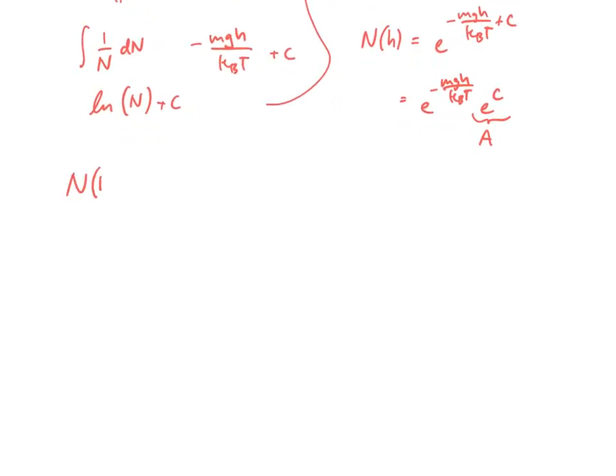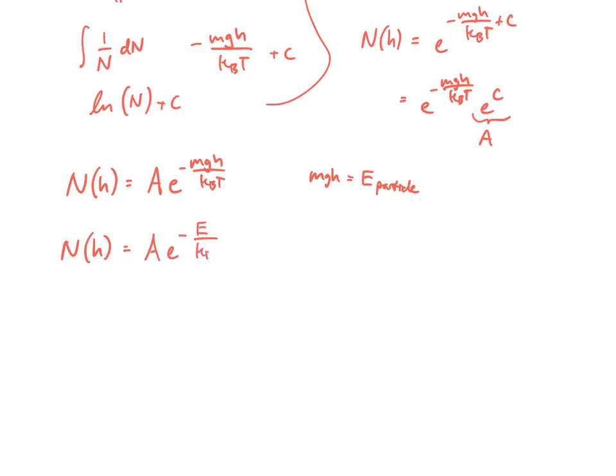And the final expression we get is that the number of particles at a given height is equal to A e to the negative mgh over kBT. But we already know that mgh is equal to the potential energy of a given particle. And so we can replace that inside there by saying that the number of particles at a given height is A times e to the negative energy of that particle over kBT. And that's it. That's our Boltzmann distribution.